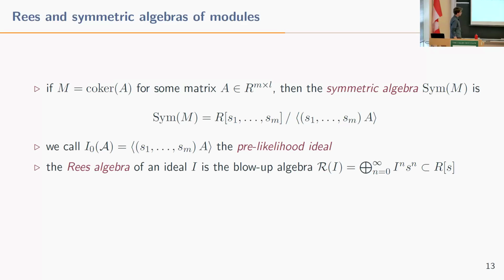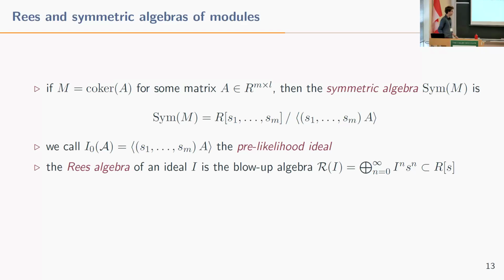Now, the Rees algebra is probably known to many of you, at least in the case of an ideal, because it's just a blow-up algebra. So if you have a closed subvariety of projective space, which is defined by I, and you want to blow up along I, then you build this Rees algebra, and then you take Proj of it, and then this will be the coordinate ring of the blow-up.